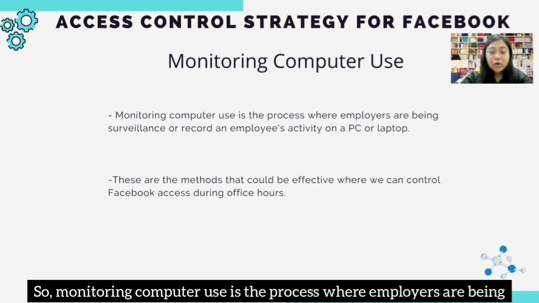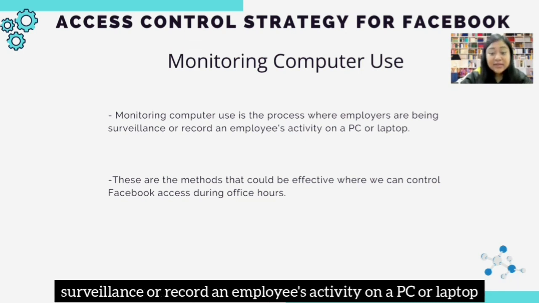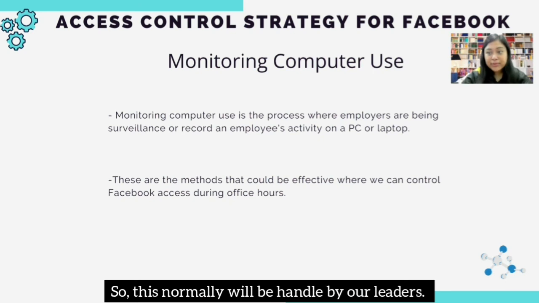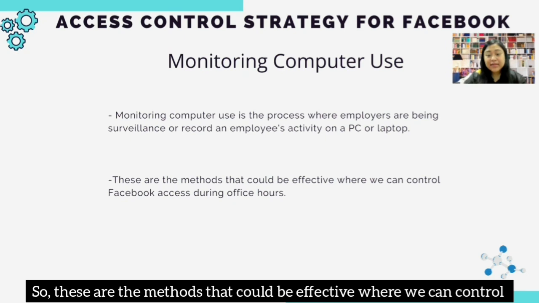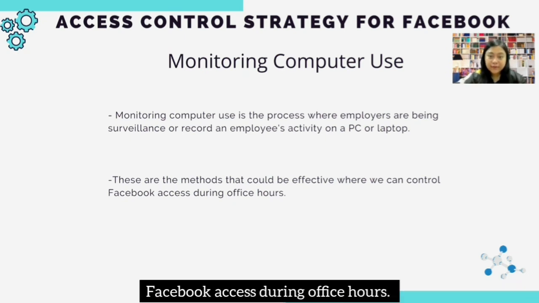Lastly is monitoring the computer use of the employee. Monitoring computer use is the process where employers surveil or record an employee's activity on a PC or laptop. This is normally handled by our leaders, who keep a record of what we are doing. These are the methods that could be effective to control Facebook access during office hours.